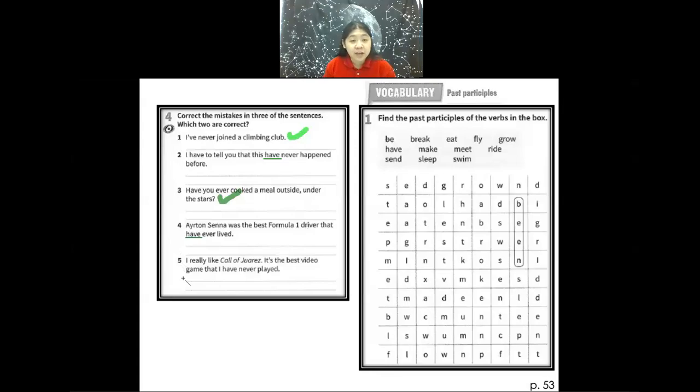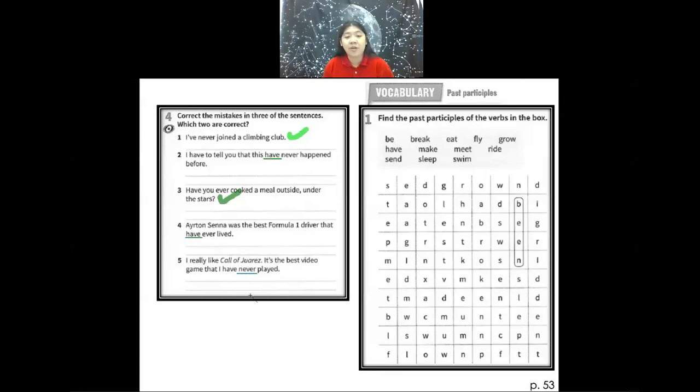Number 5. I really like Call of Juarez. It's the best video game that I've never played. If this person is saying something that he really likes, that means he or she has played it before. That's why he or she can say whether they like it or not. So that's why this one here is wrong, because of the word "never."